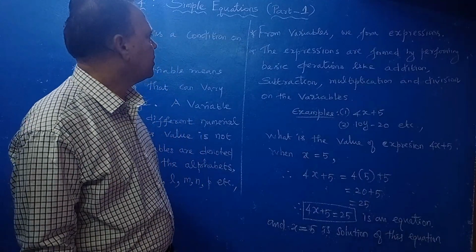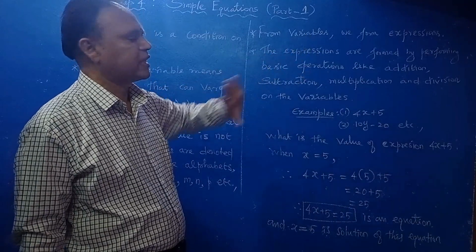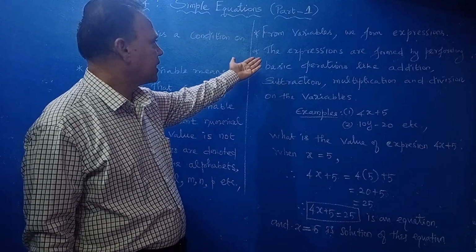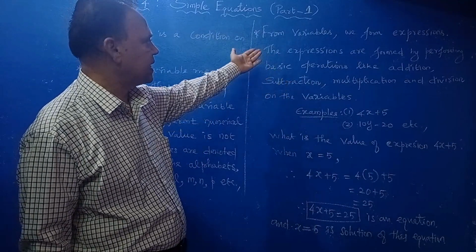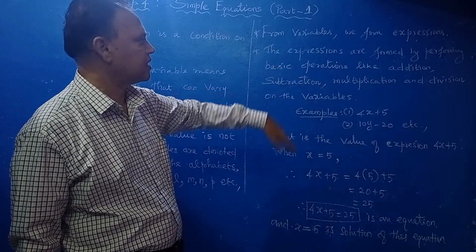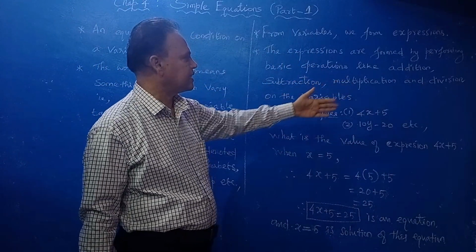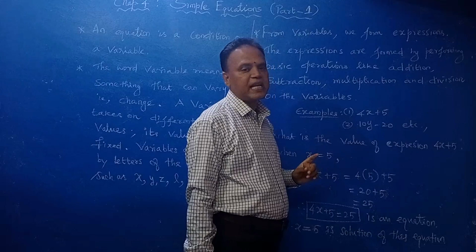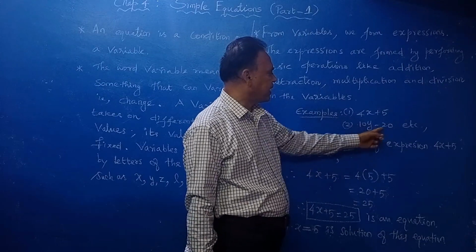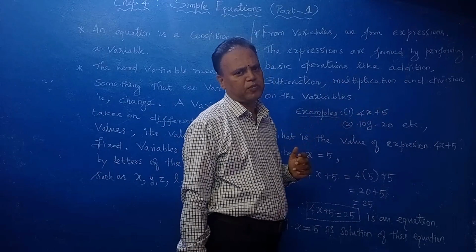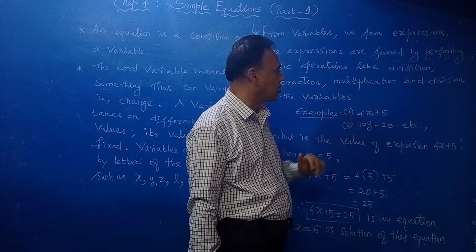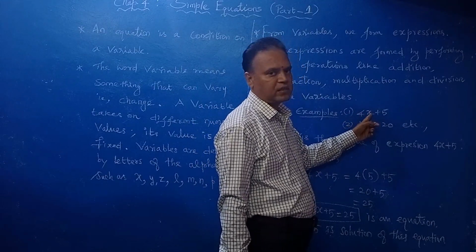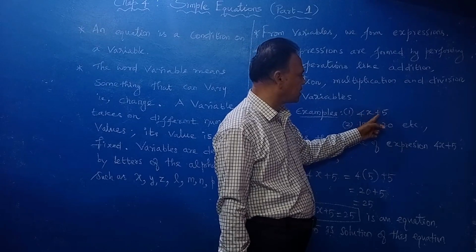Clear? From variables we form expressions. How are expressions formed? Expressions are formed by performing basic operations like addition, subtraction, multiplication and division on the variables. For example, 4x plus 5 is an expression. 10y minus 20. Like this you can write so many expressions using variables and basic operations. Here, 4x, how will you read? 4 into x, multiplication.